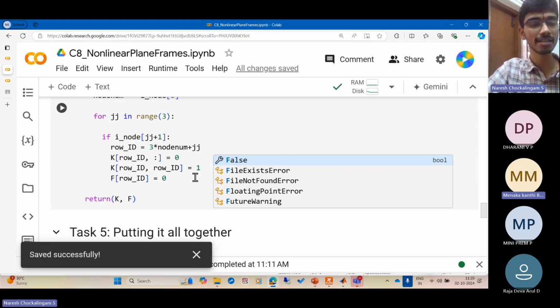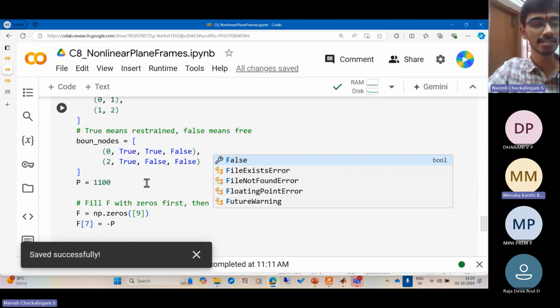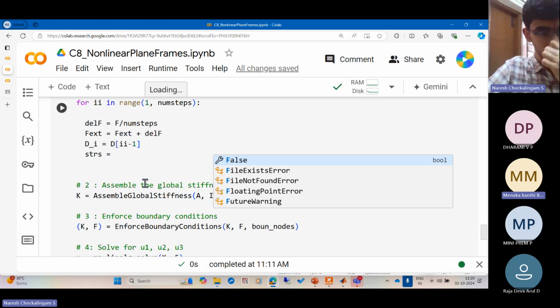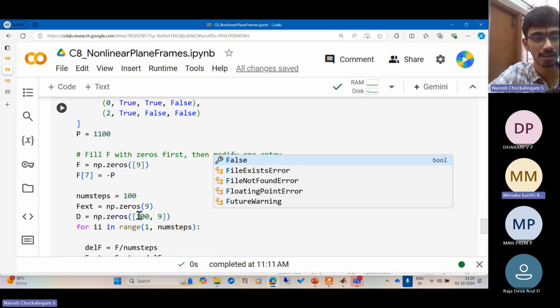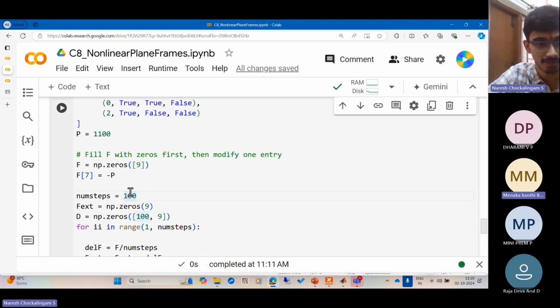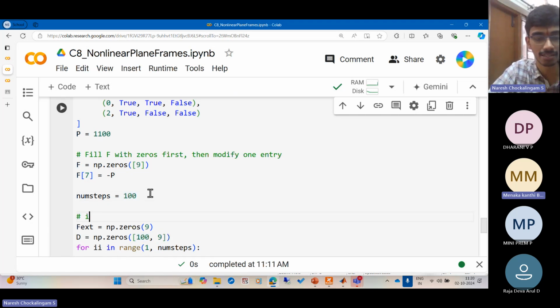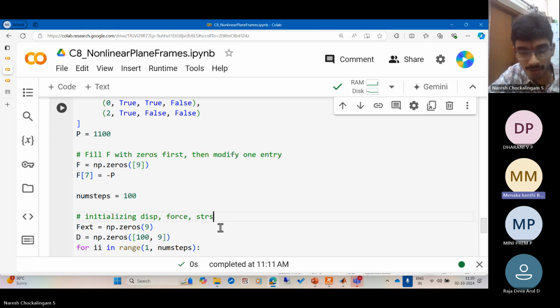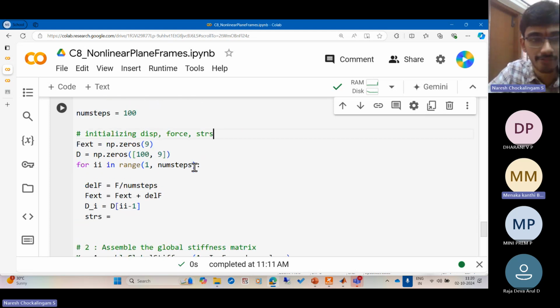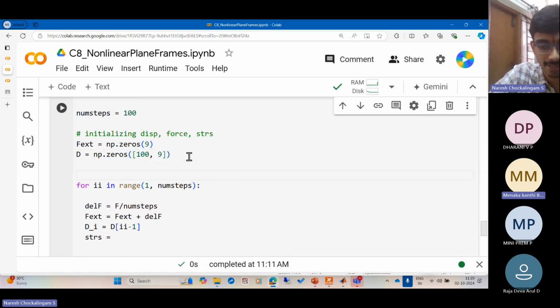So initially, I also need a stress vector. I'll initialize the stress vector to zeros. Then here I'll call this step initializing displacements, forces, and stresses. So first I'm making the forces 0, then the displacement 0, then I have to make the stress in every element 0.